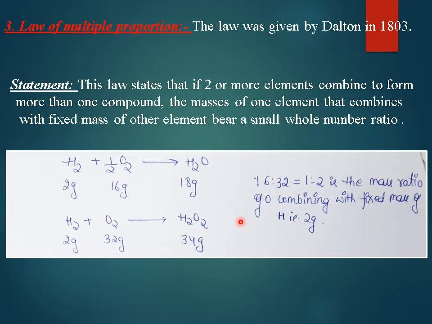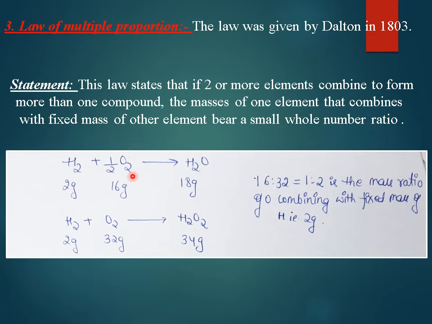Now, this law says that when 2 or more elements combine to form more than one compound, that is, once it is forming H2O, in the other case it is forming H2O2, so it is forming more than one compound, the mass of one element that combines with the fixed mass of the other element bears a simple whole number ratio. That is, in both the cases, the mass of hydrogen is fixed.